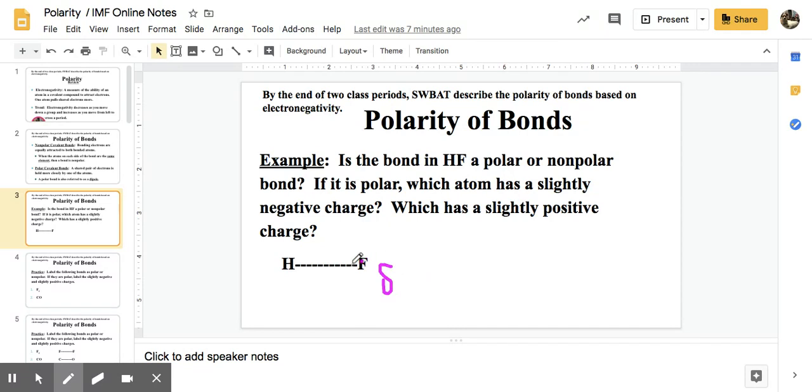So this one, because F is more electronegative than hydrogen, it's going to be slightly negative. And hydrogen, just by looking at the trends on the periodic table, as you go across, it gets more electronegative, so that means fluorine must be more electronegative, which means hydrogen is going to be slightly positive here. Now, we'll talk more about when it's closer to a full positive and full negative later. So for right now, this is slightly positive, slightly negative.